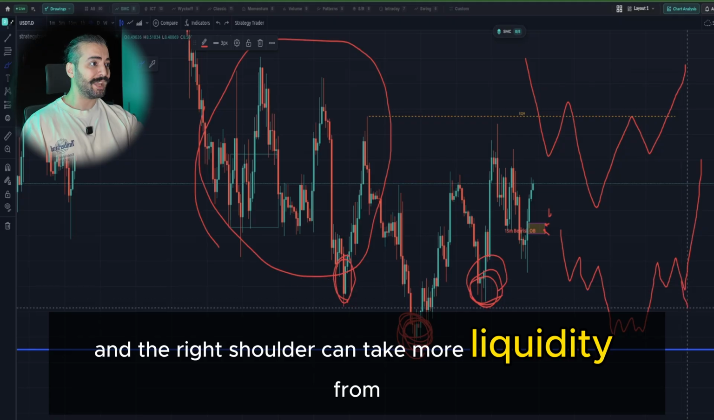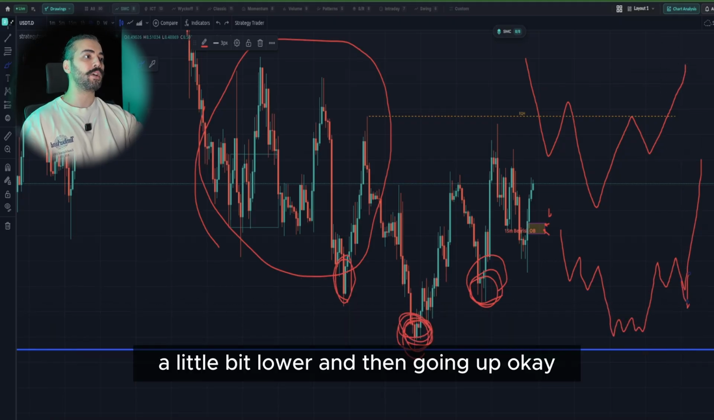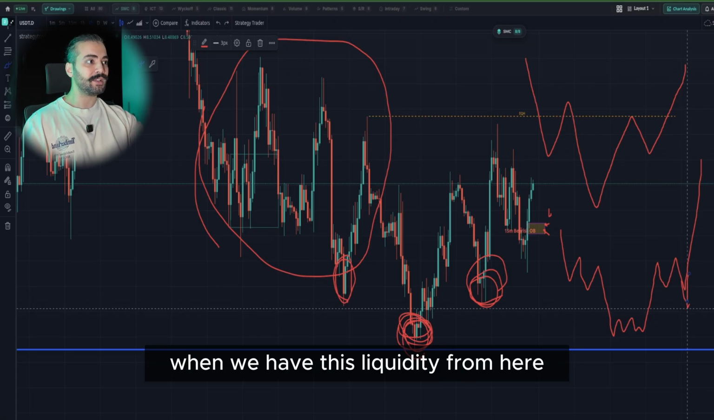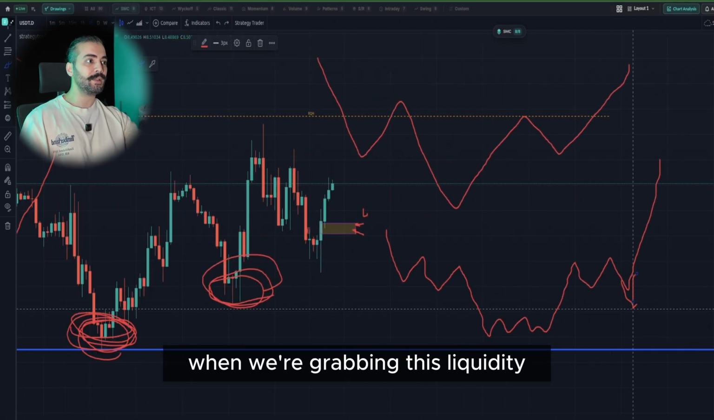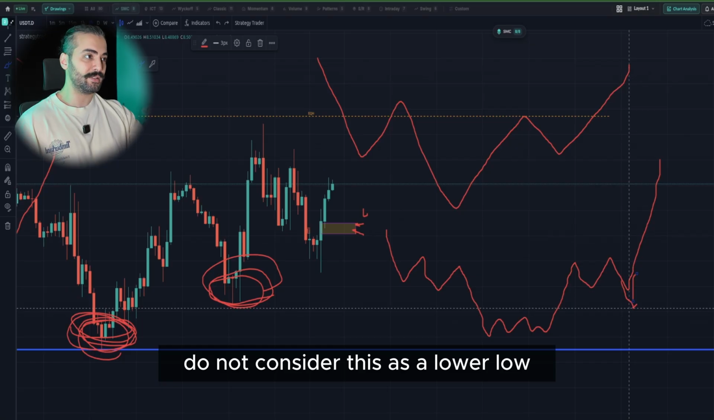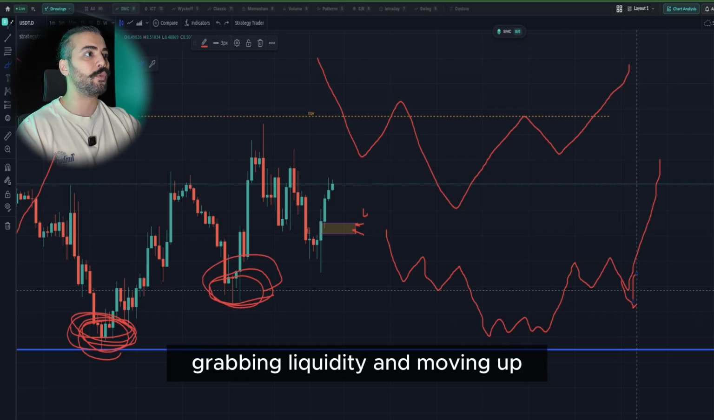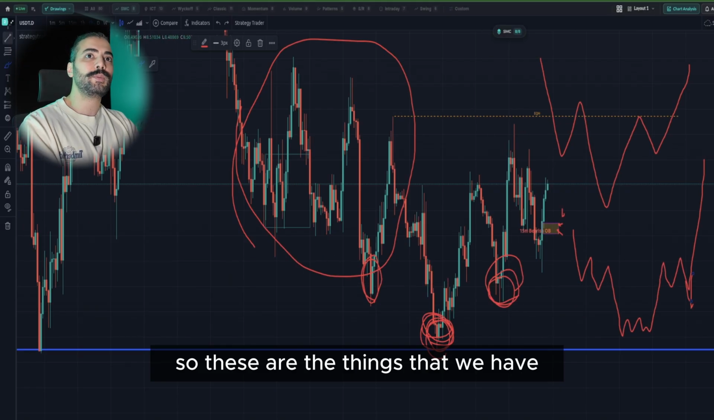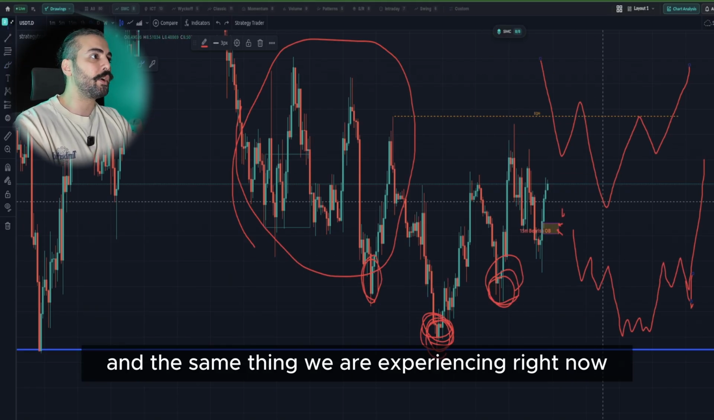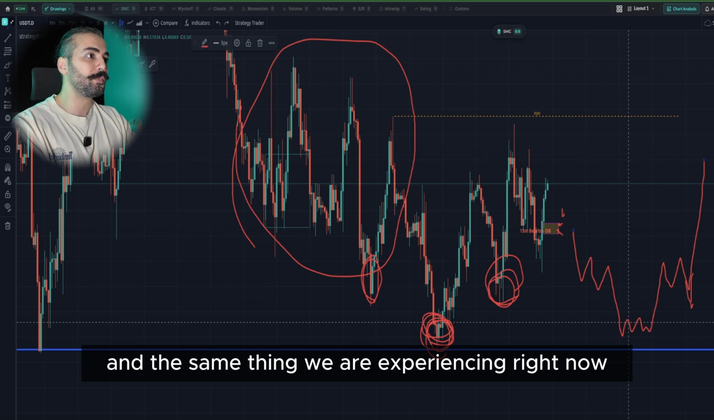And the right shoulder can take more liquidity from a little bit lower and then go up, okay? When we're grabbing this liquidity from here, do not consider this as a lower low. No, it's just grabbing liquidity and moving up. So these are the things that we have, and the same thing we are experiencing right now.